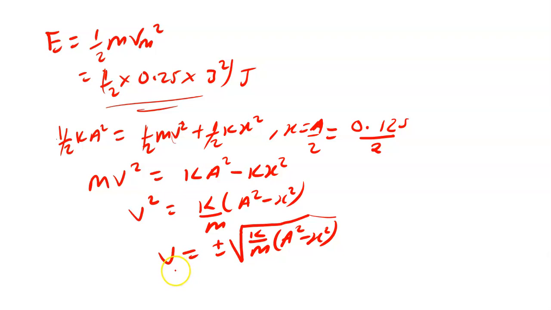So the value for the velocity can either be positive or negative depending on your take. If you consider the block going to the right, then you are going to use a positive value. If the block is going to the left, then you are going to consider a negative value.